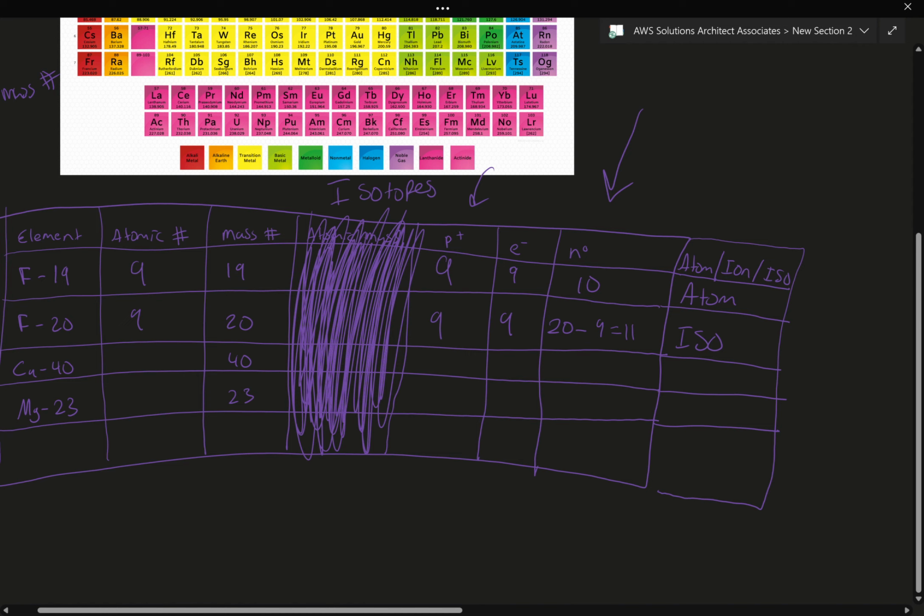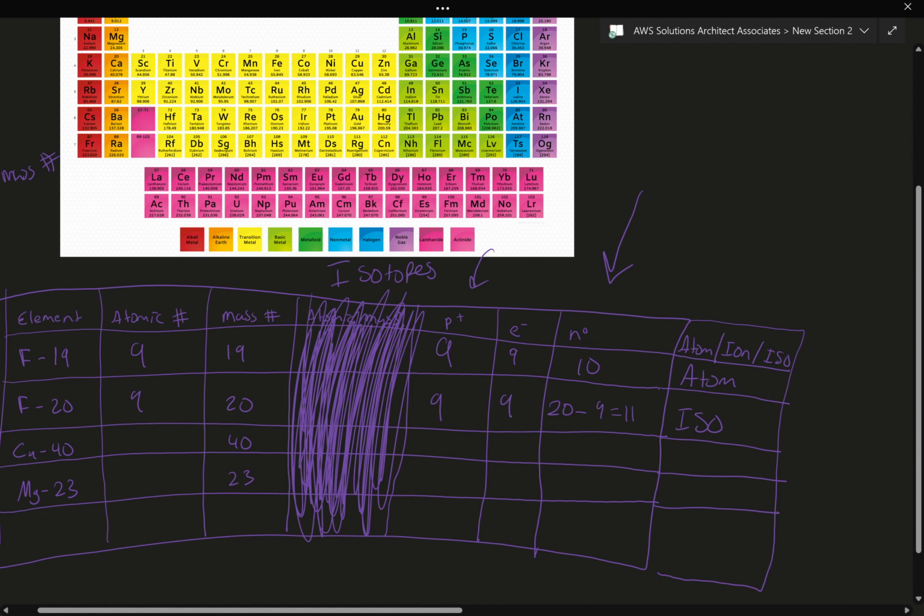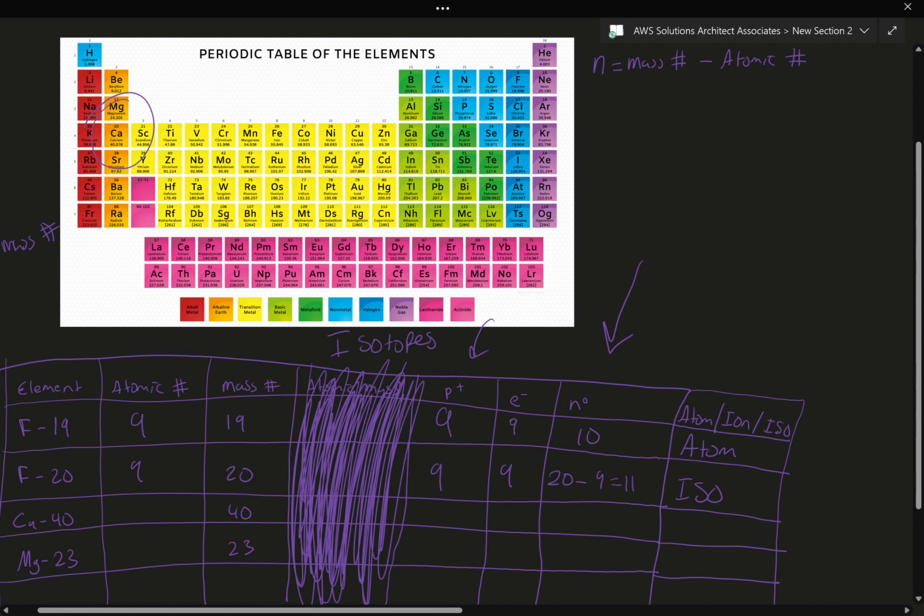Alright, and let's do the same for calcium 40. Let's find out if calcium 40 is an atom or an isotope. Looking at calcium on the periodic table, it has a mass number of 40. So we automatically know that calcium 40 is an atom, so we treat this like an atom. Calcium has 20 as its atomic number. Calcium has 20 protons, 20 electrons, and 40 minus 20 equals 20 neutrons.